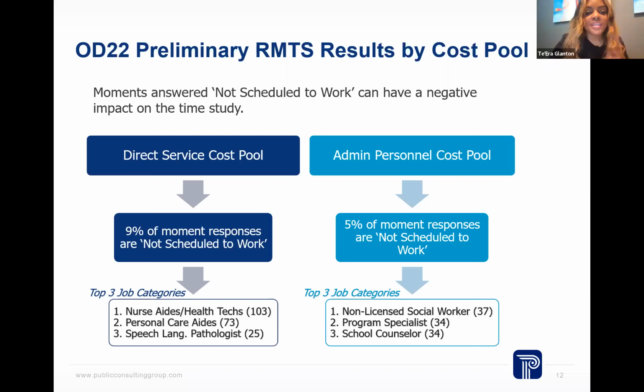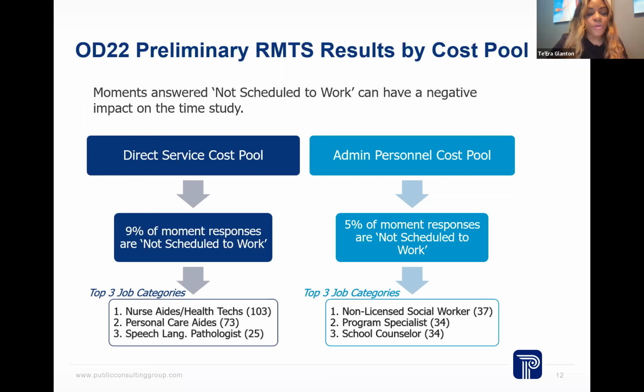All right, so before we get into the details of this next slide, I do want to make sure that I mention that as a state, you all are doing a great job with your RMTS compliance. From what I hear, you've always done a great job. So kudos to you all. And even though we're doing a great job, we also want to keep in mind some factors that can have a negative impact on compliance, as well as our ability to meet statistical validity.